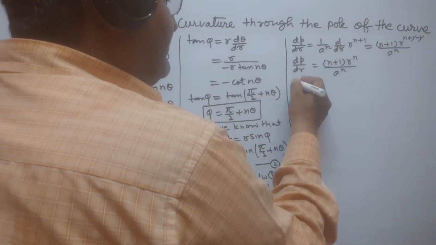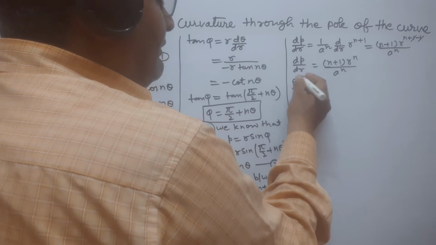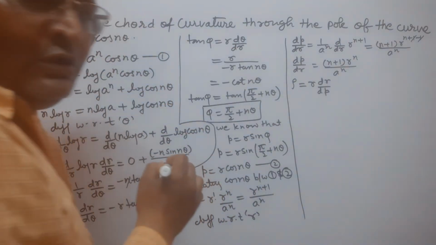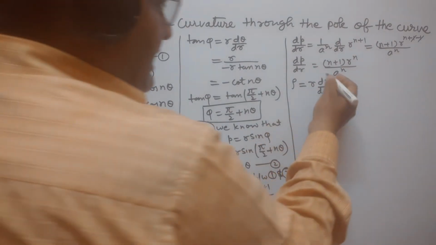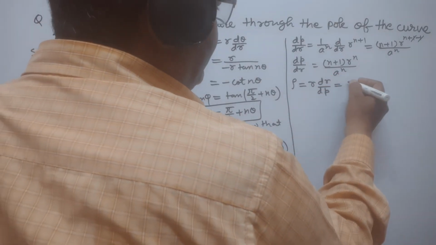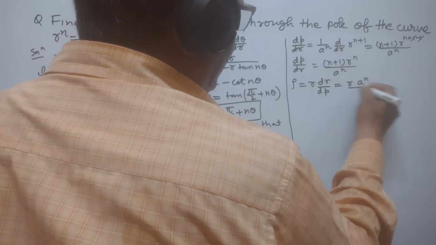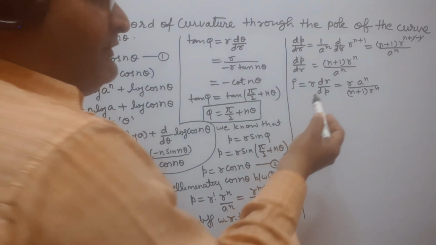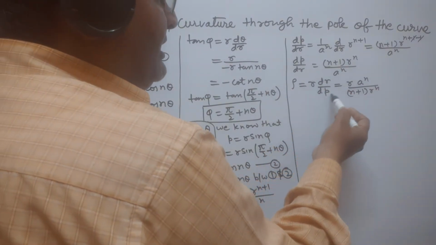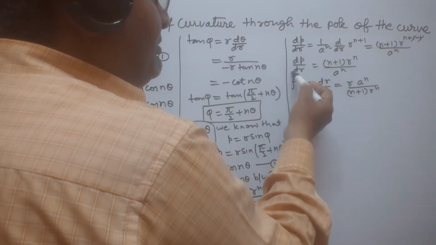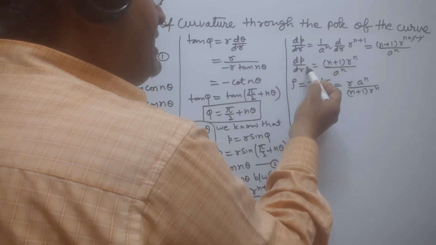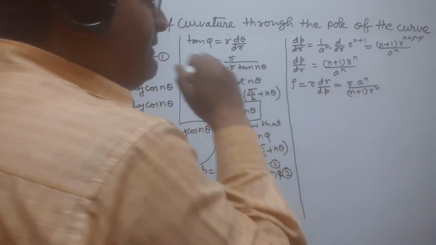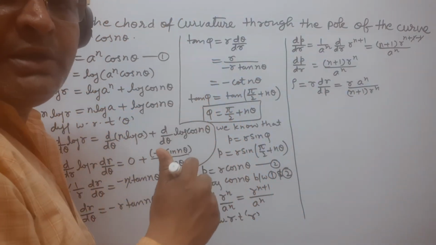Now we know that the radius of curvature formula for the pedal equation is r dr by dp. So we put here the value of dr by dp. So this is r a to the power n divided by n plus 1 r to the power n. We can find the value of dr by dp from dp upon dr. When we find the reciprocal of dp upon dr, we get dr upon dp. So this is a to the power n divided by n plus 1 multiplied by r to the power n.